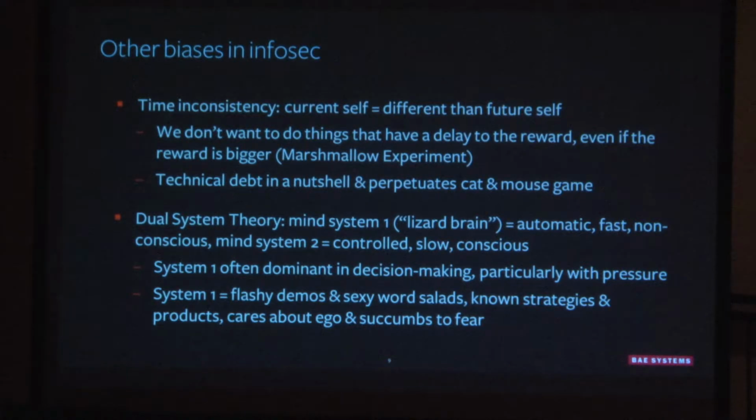Time inconsistency is one of them. If you've heard of the marshmallow experiment, where little kids can have one marshmallow now, or if they wait 10 minutes, have two, the vast majority of people fail that. So we don't want to do things that have a delay to the reward. And this is really technical debt in a nutshell. It's like, well, we need to get this done. Even if long-term it'd be worth the investment, people tend to prioritize the short-term.